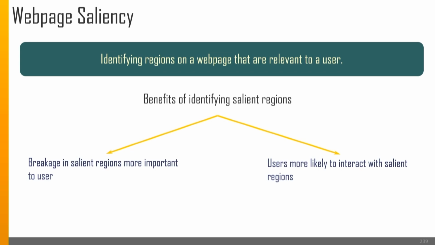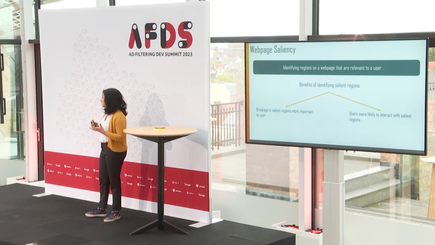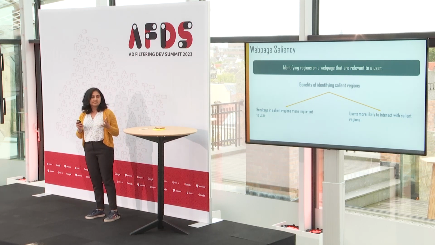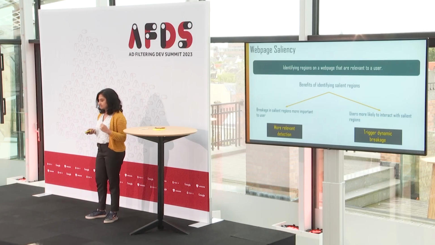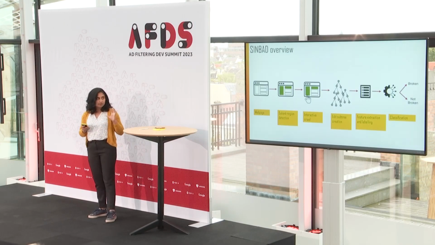And we identified two benefits of identifying these salient regions. One is that if there is a breakage in a salient region, this is probably more important to a user. And the second thing is that users are more likely to interact with elements in salient regions. And this actually leads to two different benefits. The first one is that we can conduct more relevant detection of breakage. And the second benefit is that we can use this identification of salient regions to trigger dynamic breakage or breakage caused by user interactions. So this is a quick overview of our system.